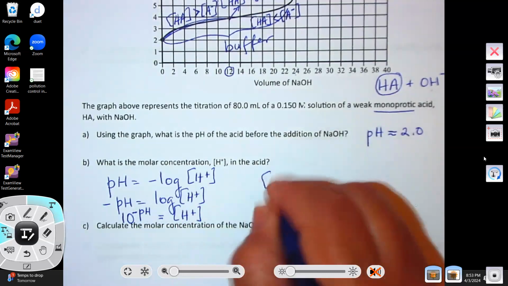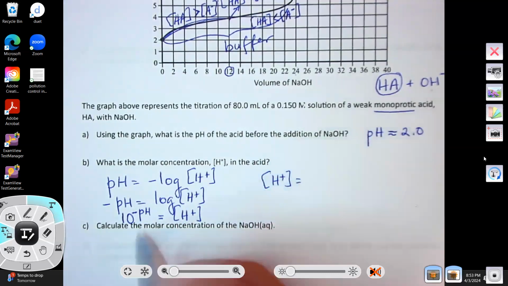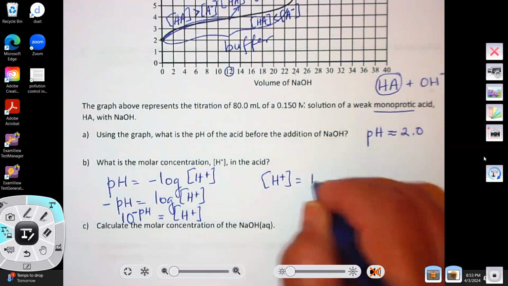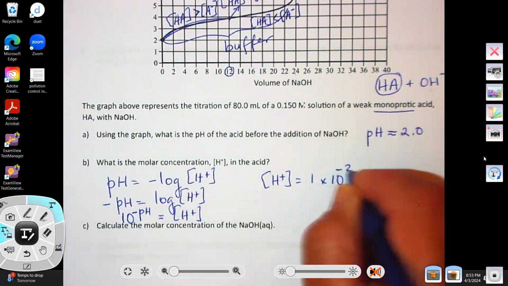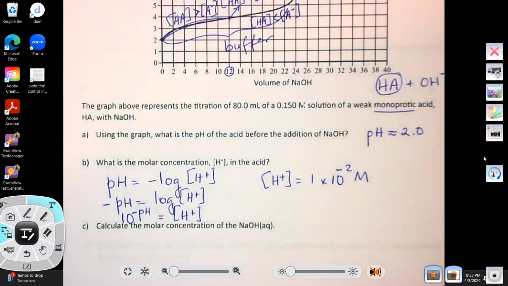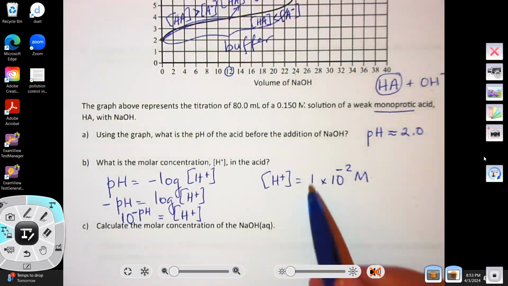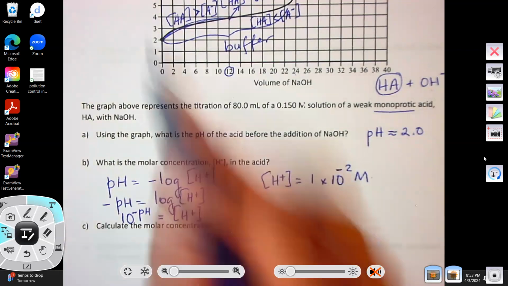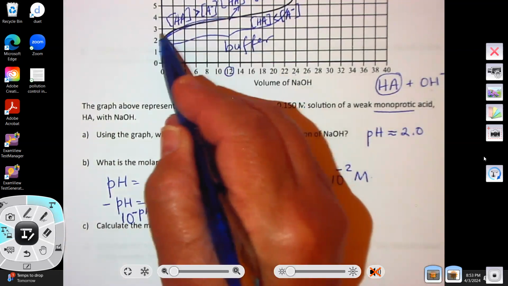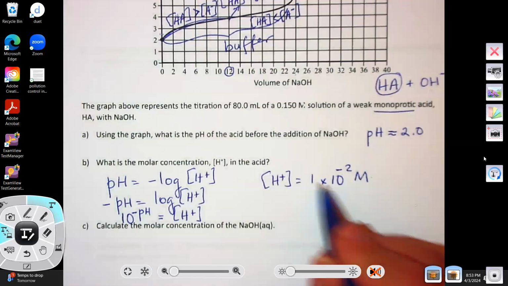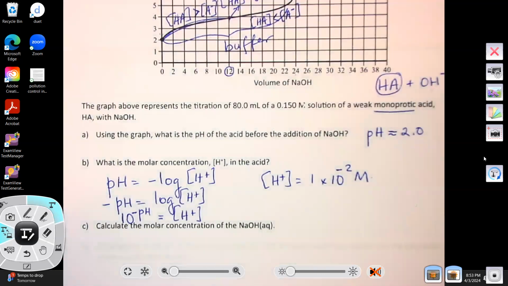So all we need to do is raise 10 to the power of -2 because your pH is 2. And that would be the concentration of the hydrogen ion in your acid. Okay. Now, if the pH were 3, then this would be 1 times 10 to the -3. If your acid started at a pH of 2.5, then this would be 1 times 10 to the -2.5, and then you just use your calculator.